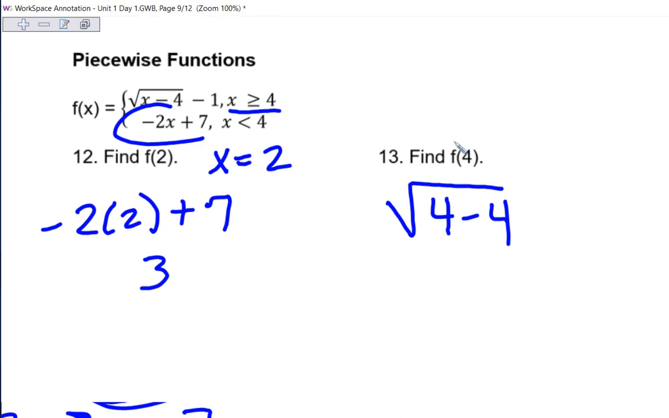I kind of wrote over that. There's supposed to be a minus 1 over here. So this would be 0 minus 1, which is negative 1. Sorry about that. Make sure you use the entire function, not the part of it.